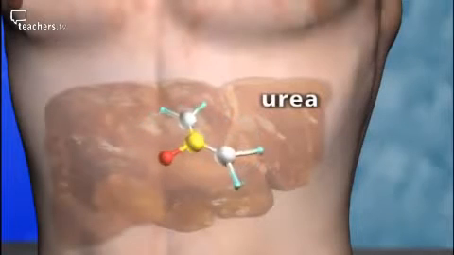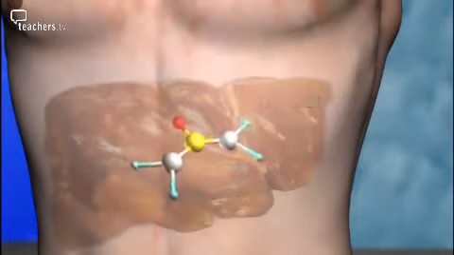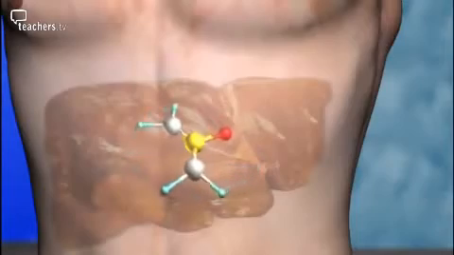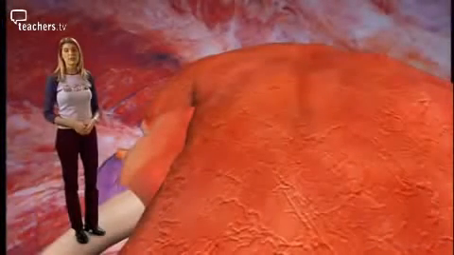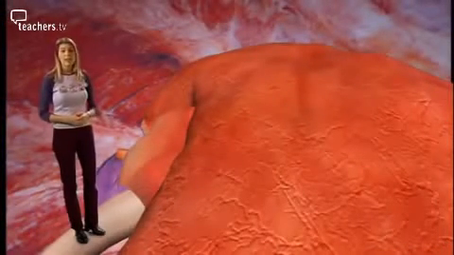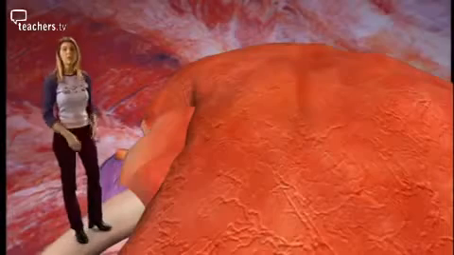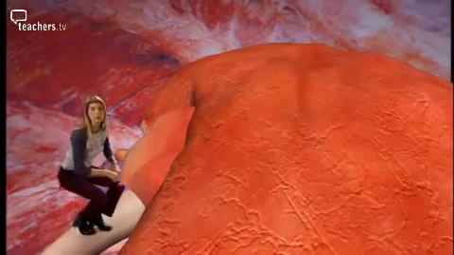Urea contains nitrogen and is poisonous. It must therefore be removed from the body. The urea is transported in the blood to the kidneys. Here it's removed and mixed with water and other substances removed from the blood to form urine.